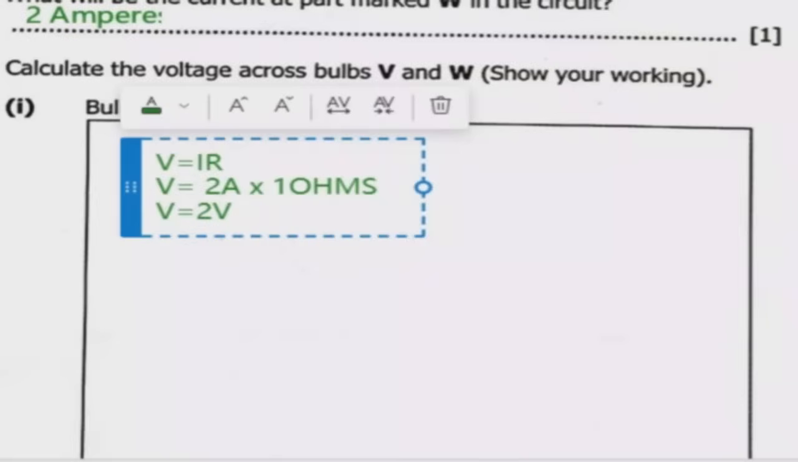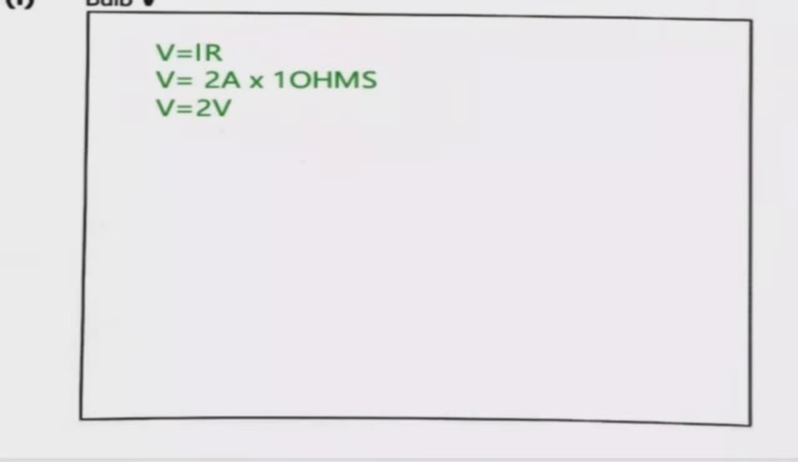So calculate the voltage across the bulb V. That will be 2 volts. If you have questions, you can ask in the comment section, but that is the answer.